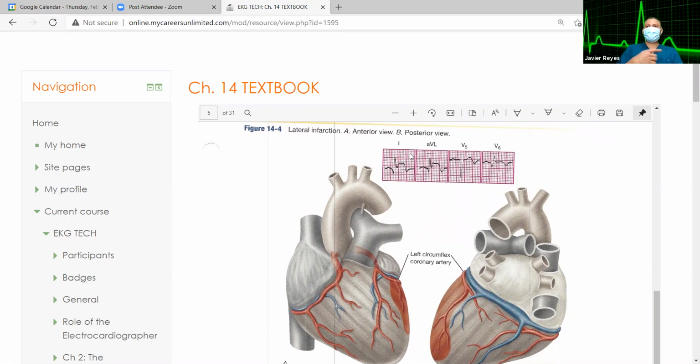The one that goes around? The circumflex, right? That's the one that's occluded. So that shows, right?